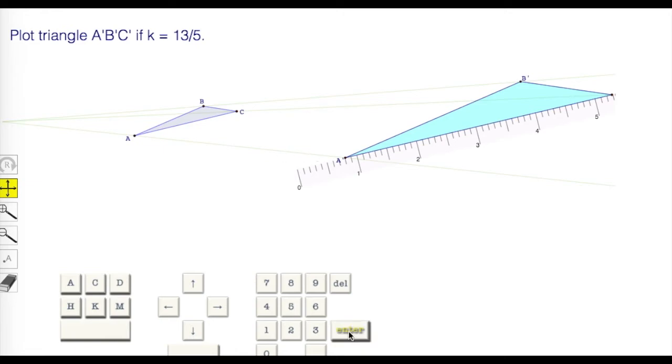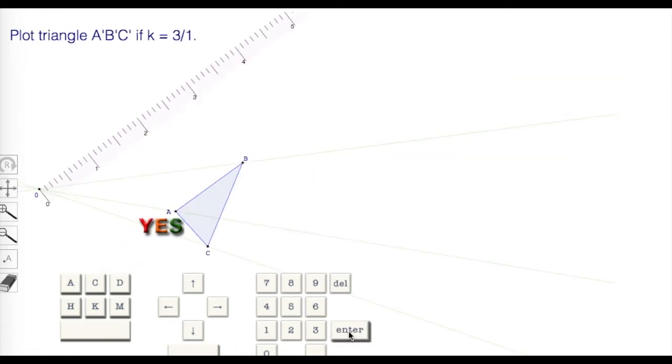There is the shape. Press enter. And that's how you do a level 5 type question.